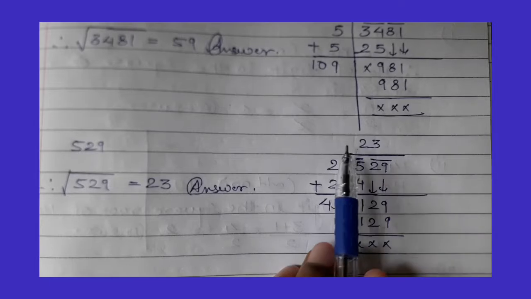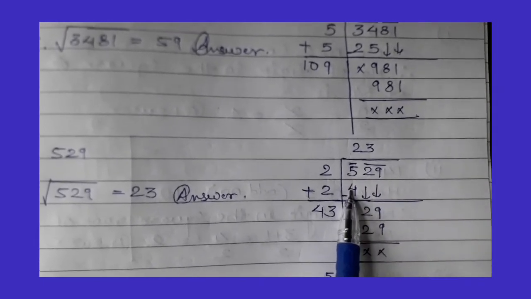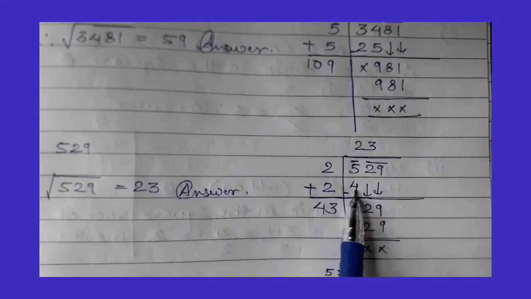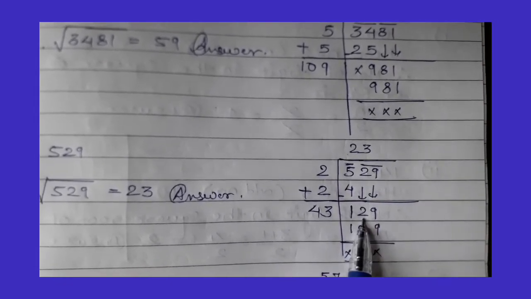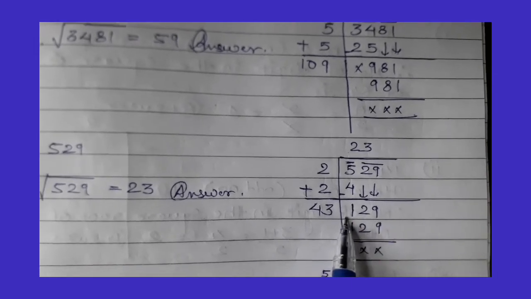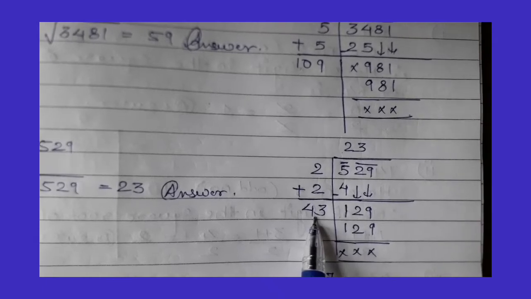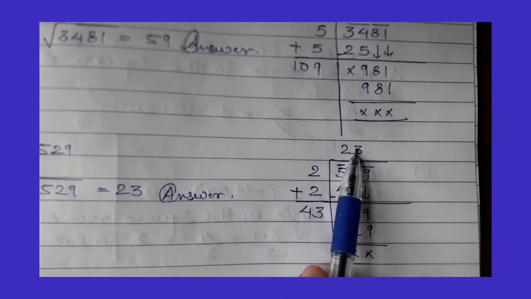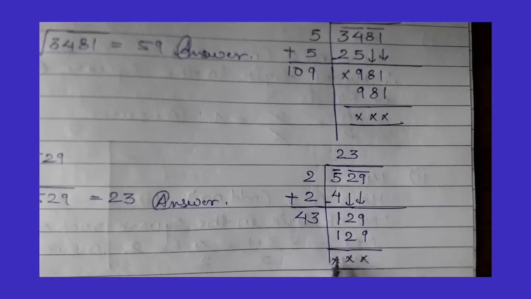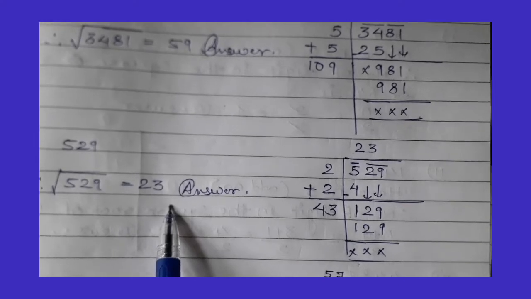So if we do 2 2s are 4, this is less than 5. So 2 2s are 4, 5 minus 4 is 1. Now next pair we have noted down, this is 29. So now the number is 129. Now when you multiply 43 by 3, we got here 129, again remainder is 0, and our answer is 23.